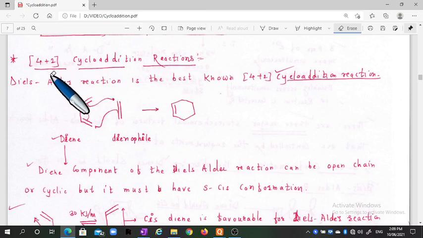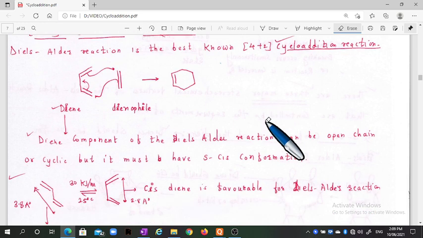Dear students, today we will see some more details about the 4 plus 2 cycloaddition reaction. This reaction is also known as the Diels-Alder reaction, and it is shown here: butadiene reacts with the dienophile. That is a diene system, and this is the dienophile, which will give this type of compound.